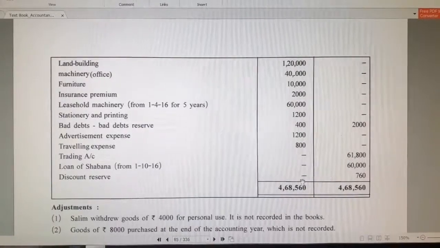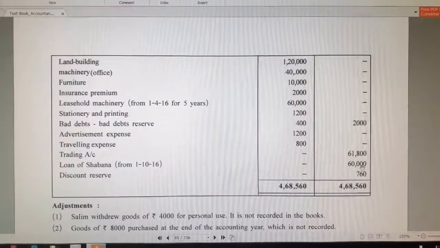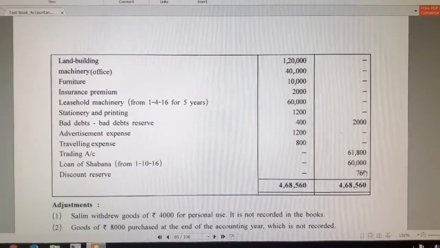And discount reserve, till now we have not gone through the adjustment, so the effect is only single effect minus from debtors.